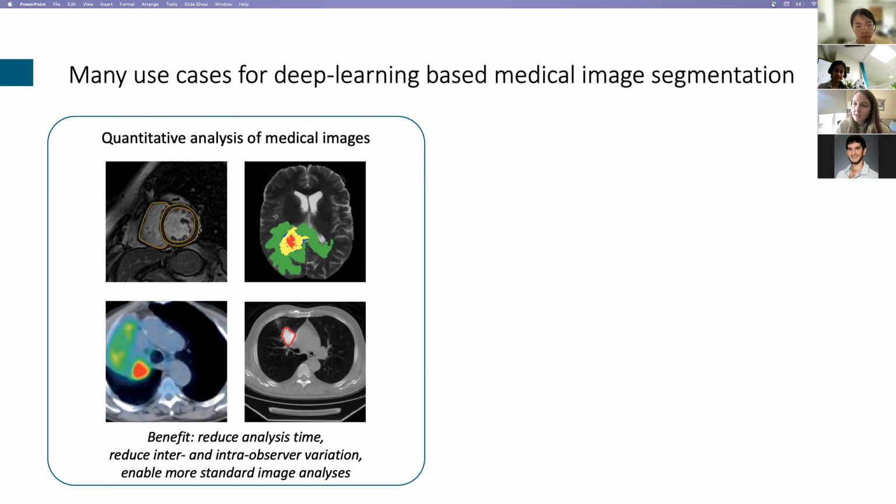So with segmentation masks, typically if you ask 5 different cardiologists to segment the same heart, they'll often come up with pretty different segmentation masks. So by automating it with the same system, you can get the same segmentation mask every time.